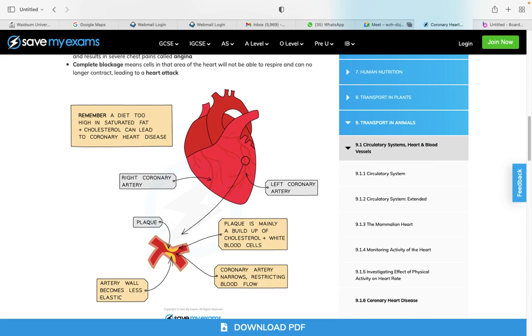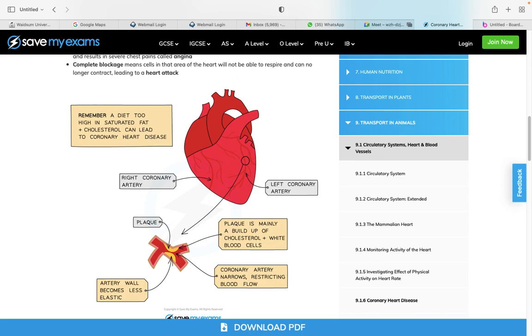Because this causes cholesterol to build up, and then this can cause a blockage in the coronary artery. Once there's a blockage in the coronary artery, a plug has occurred. And if the blockage is partial, we can still do something. If it's a total blockage, then we will have heart attack. Okay?